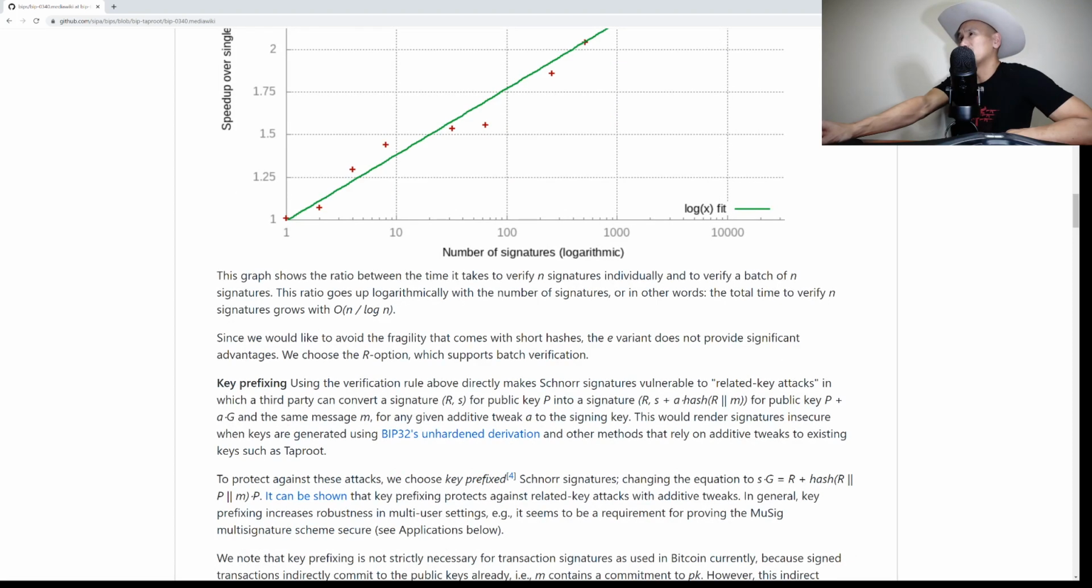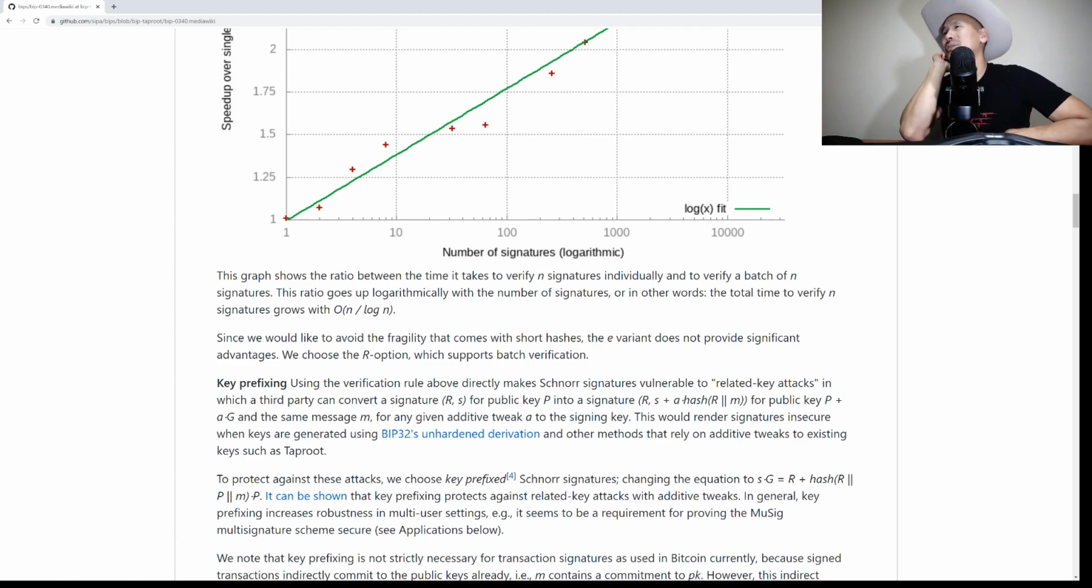This graph shows the ratio between the time it takes to verify n signatures individually and to batch verify n signatures. The ratio goes up logarithmically with the number of signatures, or in other words, the total time to verify n signatures grows with O of n over log n.